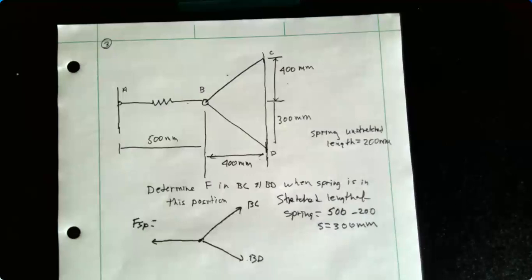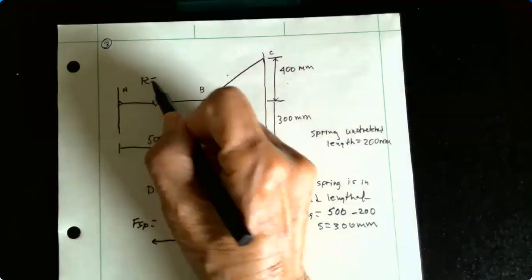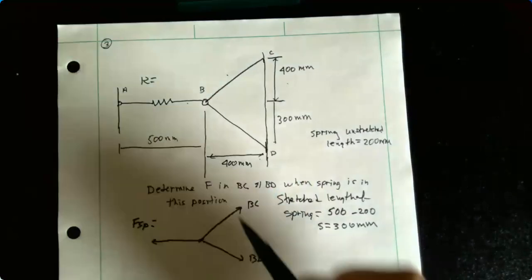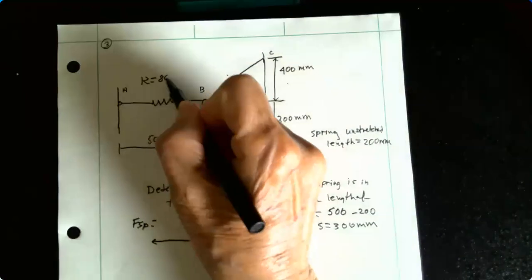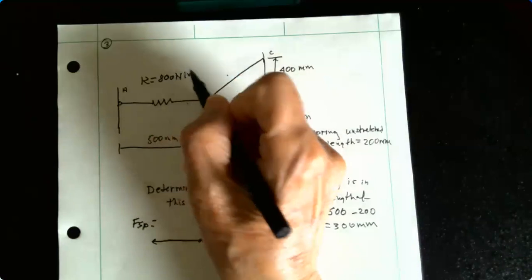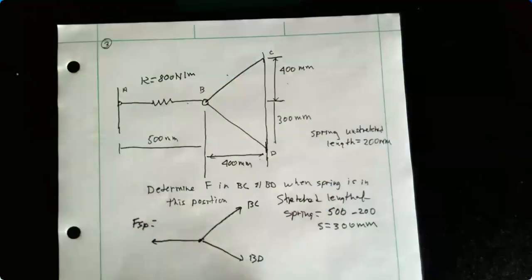And what I need to know is the K value, which is the spring constant. So this K value is 800 newtons per meter. And we know the force in the spring is equal to K times S.